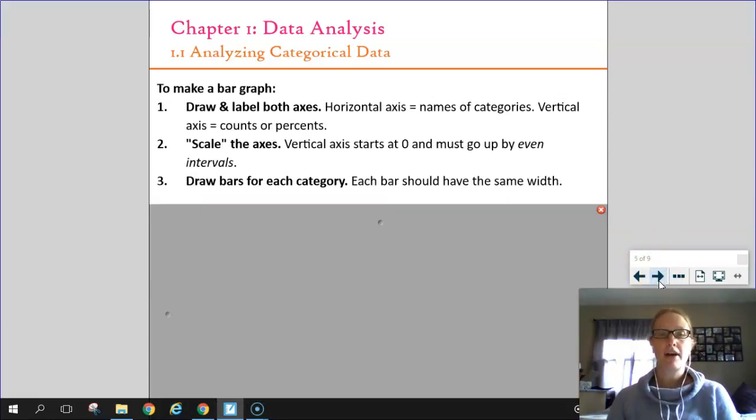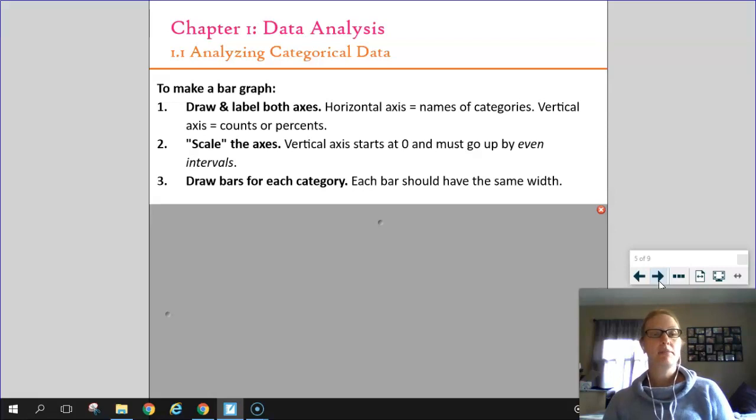When we make a bar graph, there are 3 steps that are essential to being able to clearly communicate to the viewer what our data shows. The first is to draw and label both axes. So your bar graph is not complete until you've given the horizontal axis a name, which usually means naming each of the categories. And the vertical axis has some sort of scale, whether it's the frequency, just the counts, or the relative frequency where you list the percents.